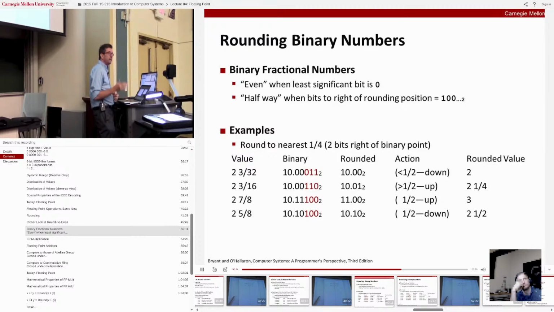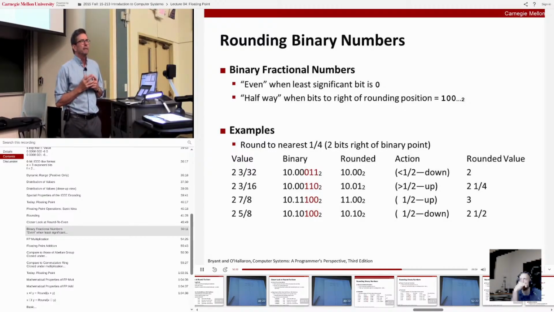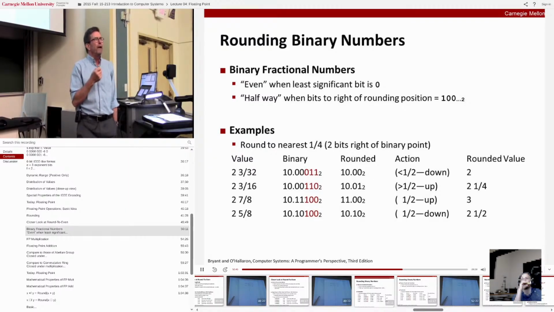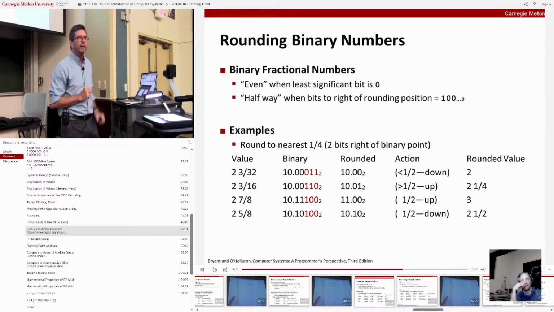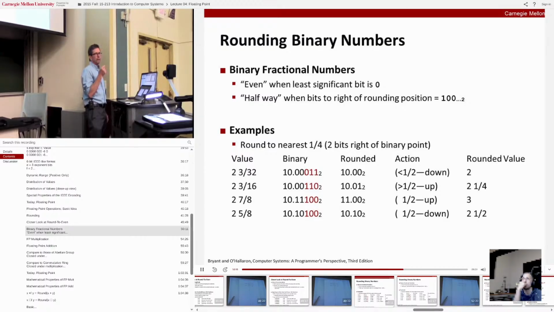All right. Now we can do the same thing with binary fractional numbers as well. A binary number is even if the least significant digit is 0. We only have 2 digits, right? So odd is 1 and 0 is even. The halfway value is going to be a 1 followed by all zeros. That represents exactly halfway. So it's analogous to the base 10 example, where the halfway value is 1 followed by all zeros.